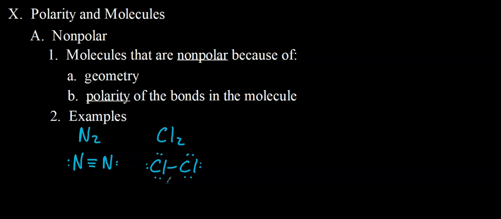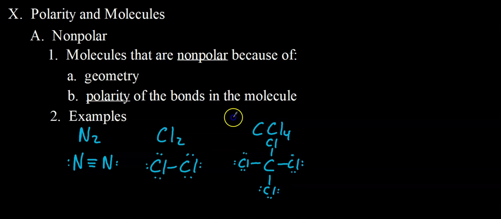Again, if we look at letter A, the geometry of the molecule also can make a molecule nonpolar. For example, let's look at one we've drawn before, the Lewis structure for carbon tetrachloride. Looks like this. So a little different situation if the molecule is made of more than just two total atoms. So we have to look at the arrangement of the atoms around the central atom.